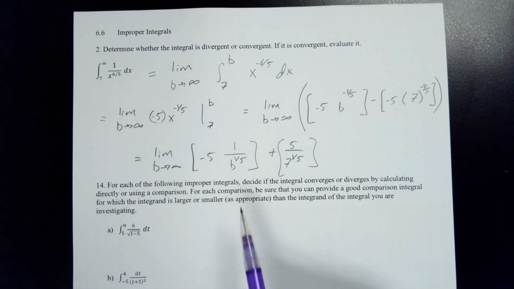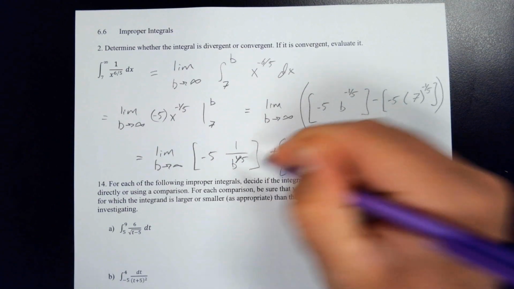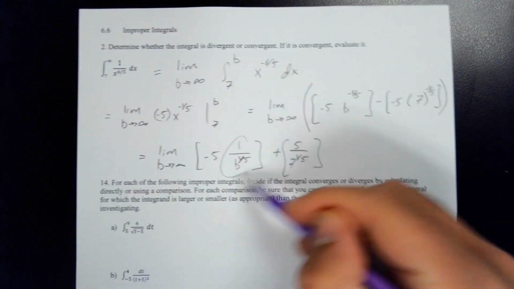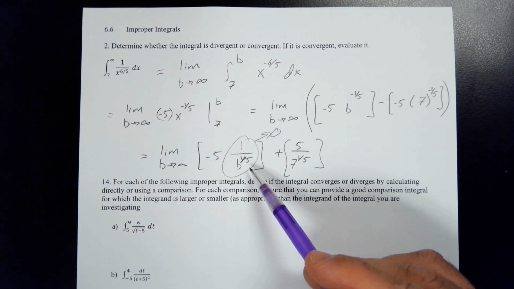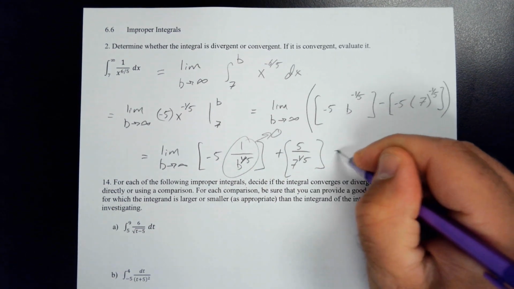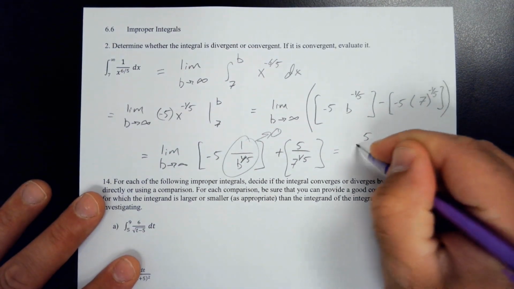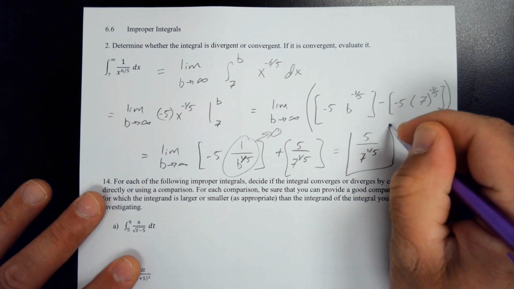Now, as b approaches infinity, this b to the 1/5 is going to get very large. So this whole term is going to go to 0. 1 over something that's going to infinity is going to 0. So this whole thing goes to 0, and I'm just left with 5 over 7 to the 1/5. And that's a fine way to write that answer.